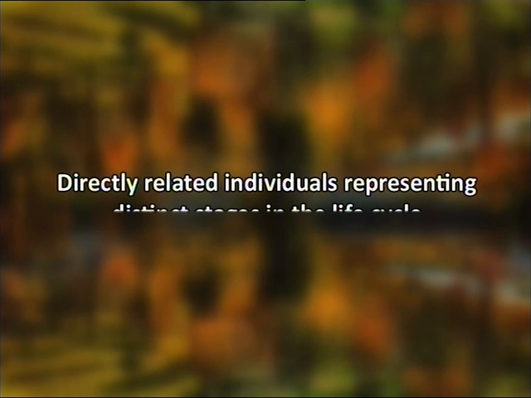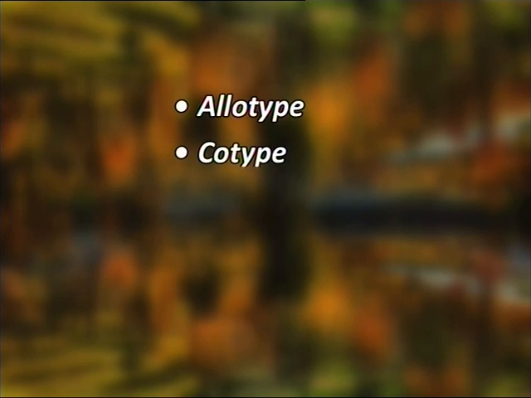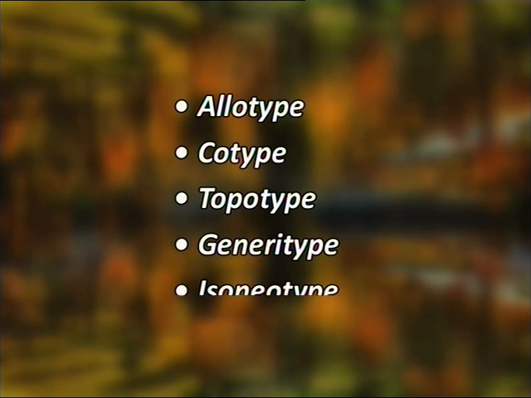A special case in protists where the type consists of two or more specimens of directly related individuals representing distinct stages in the life cycle. These are collectively treated as a single entity and a lectotype cannot be designated from among them. Several other permutations and variations in terms using the suffix type have been used, for example, allotype, cotype, topotype, generitype, isoneotype, etc., but these are not formally regulated by the codes and are usually obsolete.